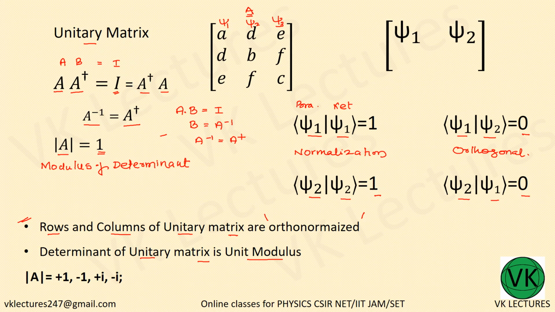That means if A is a unitary matrix, then A will have a determinant, either it will be +1, -1, plus i or minus i. Either of these 4 must be the determinant of the unitary matrix. You cannot have any other determinant. The determinant for a unitary matrix should be either of this.